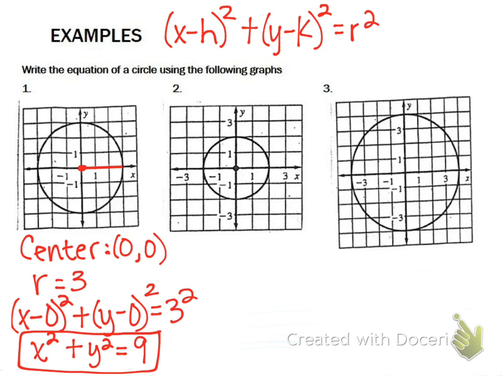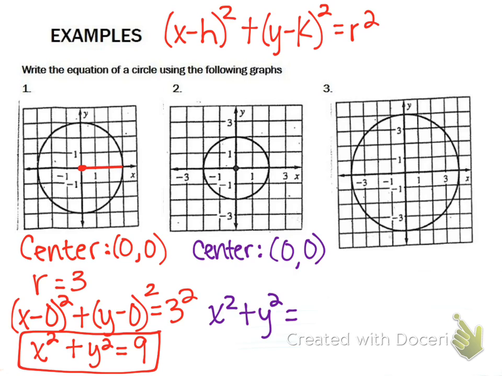All right, on number 2, where's my center? The origin, 0, 0. So I already know that my equation is going to be x squared plus y squared equals some number squared. That number that I need there for the end is my radius. What's the radius this time?